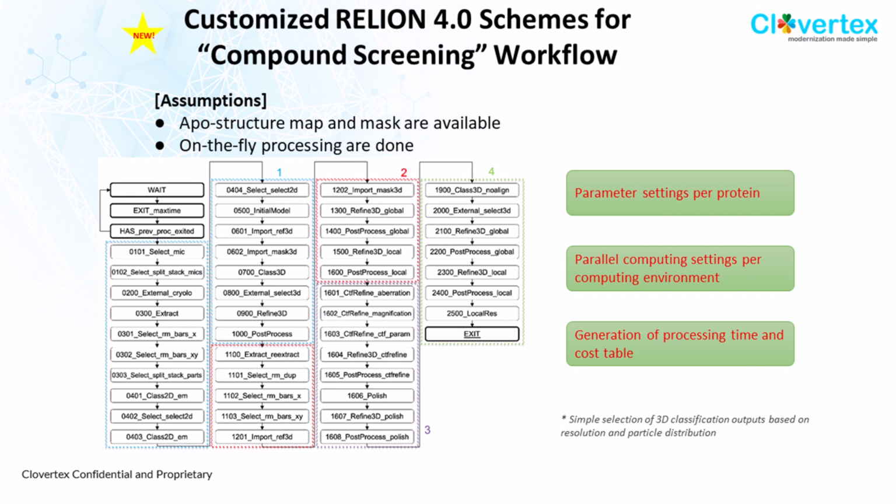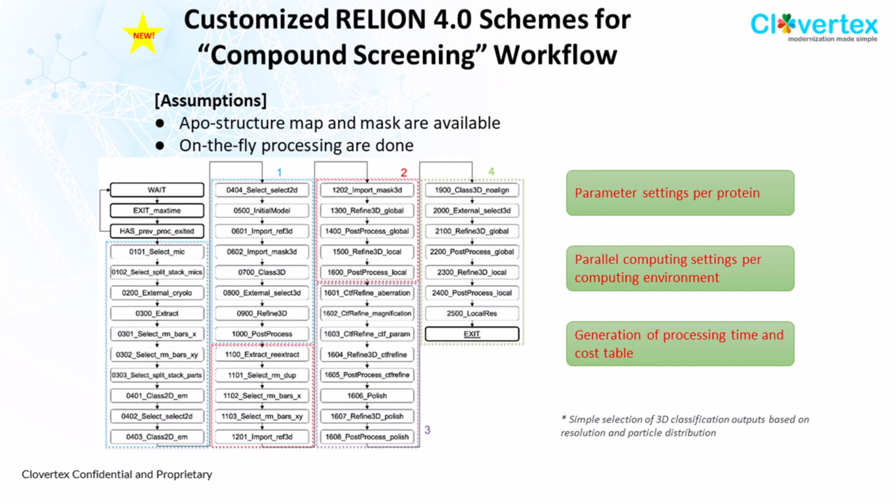And so this is mainly for the processing on the cloud environment, because these are heavy and aiming for the high resolution so that you can see the small compound. So for this, we need parameter setting per protein that the user has to change. And also the user has to optimize parallel computing settings per computing environment, such as cloud or on-premise GPU box. And also it is important to be able to generate the processing time and the cost level automatically.